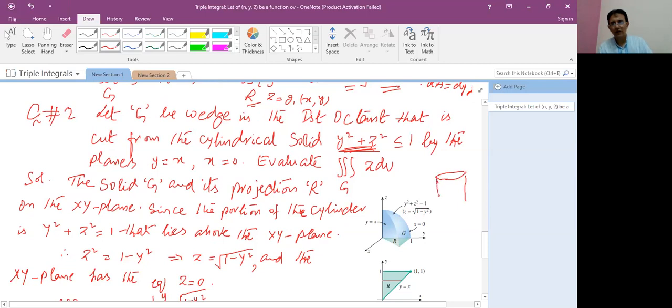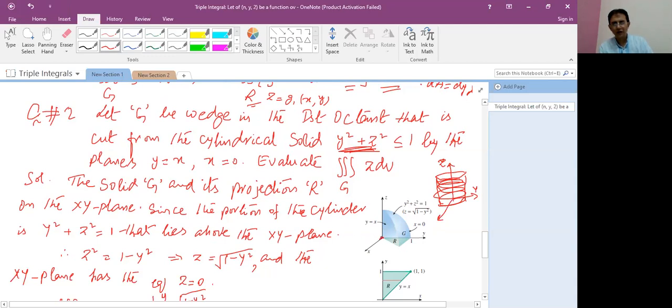Student, when we find the cylinder, it is in this shape. There are different circles, and when more circles are formed, it is a cylindrical shape. But it is in the yz plane. So, student, according to the given condition, the cylindrical solid is formed on the yz plane, where y is equal to x and x is equal to 0.